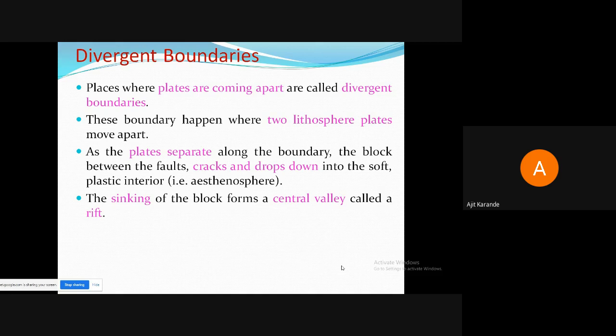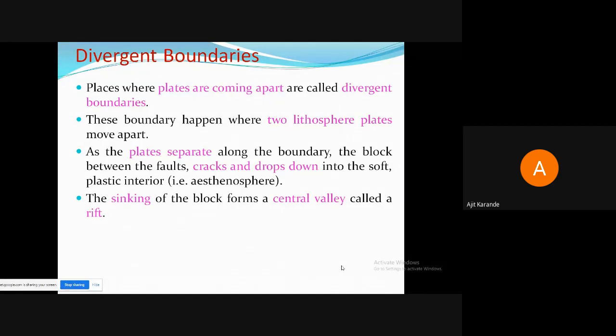So divergent boundaries are also called the constructive zones. Now, why are divergent boundaries called constructive zones? Because in a divergent boundary, new rock mass is constructed or created. Due to welling up of magma, new rock mass is produced in between two successive plates, and that's why these divergent boundaries are also called constructive zones.